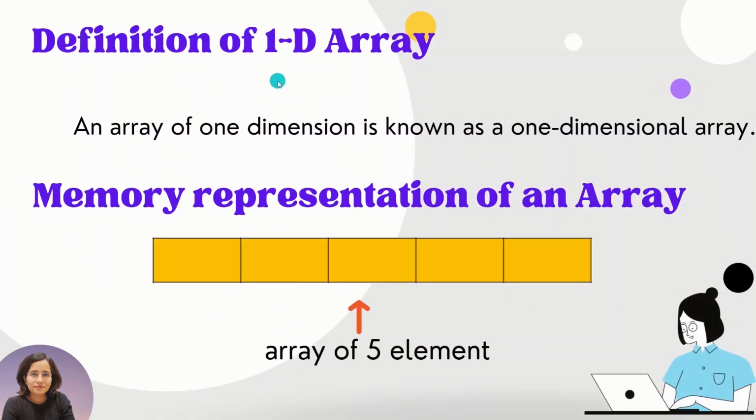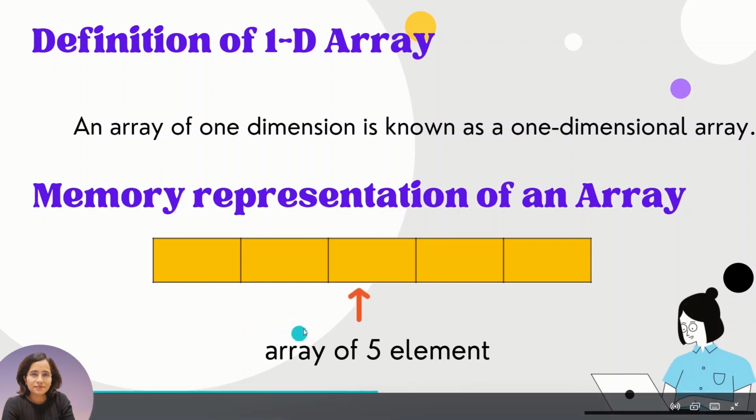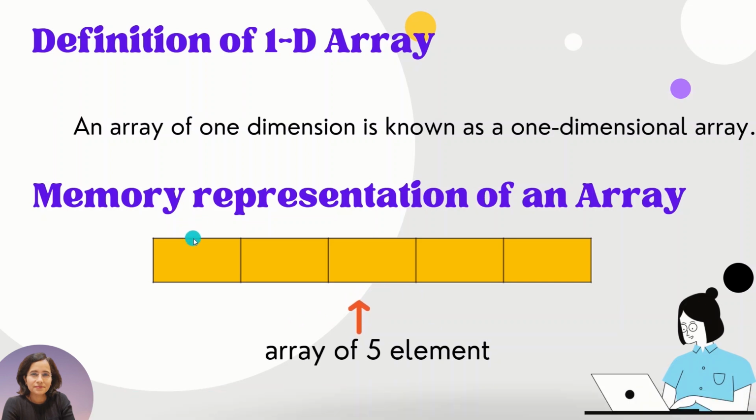What is one-dimensional array? An array of one dimension is known as one-dimensional array. We can think of it as a row of elements or even as a column of elements. You can see here the memory representation of an array. Here I have considered one example, an array of 5 elements. So we will get contiguous memory blocks for 5 elements.